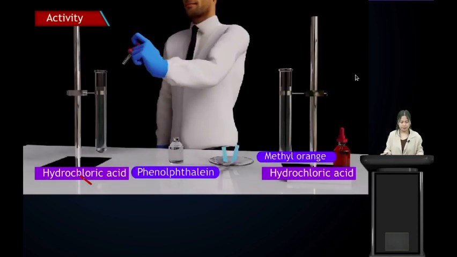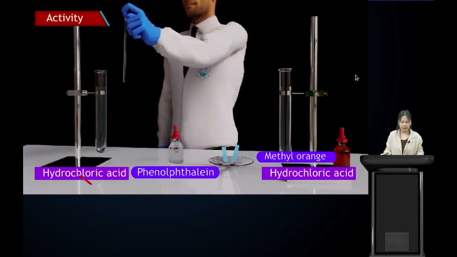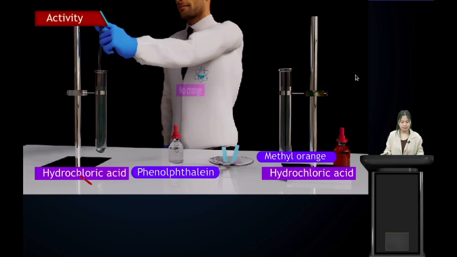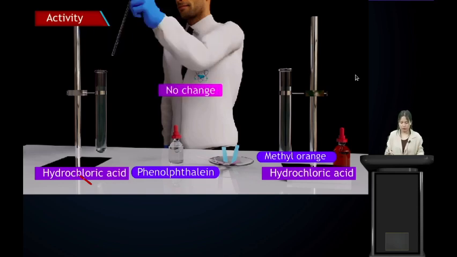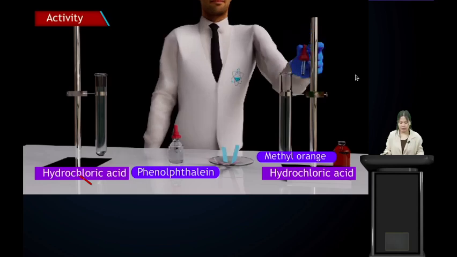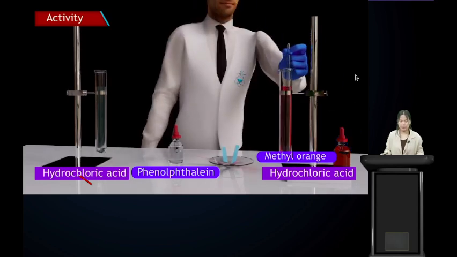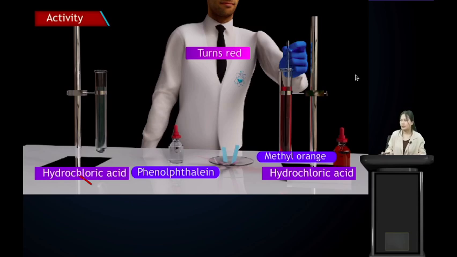Okay. Now take phenolphthalein and add it in acid. We see that there is no change in acid. Now take methyl orange and add it into hydrochloric acid. We see that it turns red. So from here we can see that phenolphthalein is colorless in hydrochloric acid and methyl orange is red in hydrochloric acid. That means phenolphthalein is colorless in acid and methyl orange is red in acid.